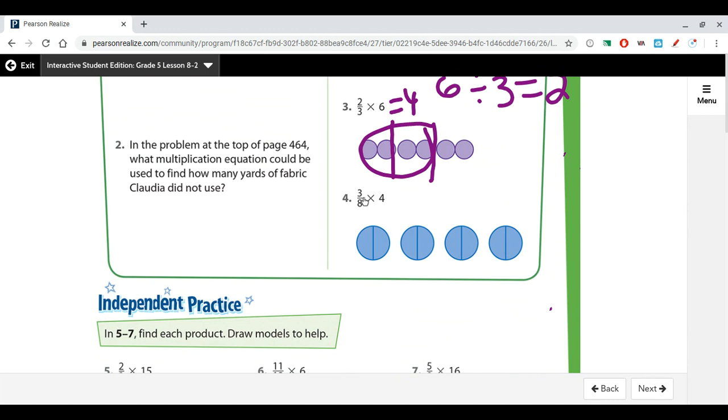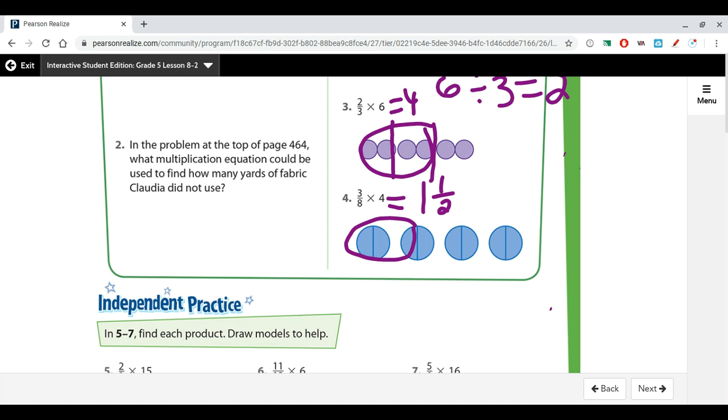Now I need 3 of them. So I need 1, 2, 3. So these are my 3. So my answer is going to be how many I have. So I have 1 and a half. I have a whole and a half.